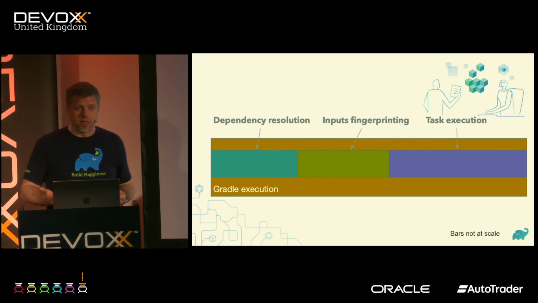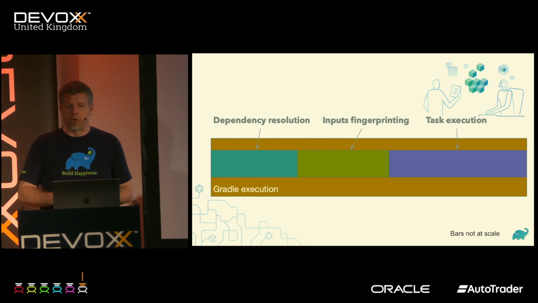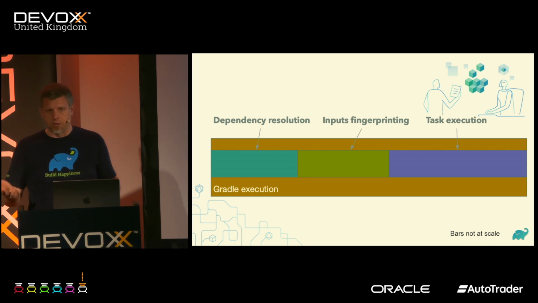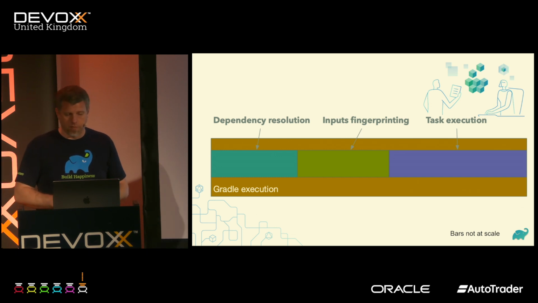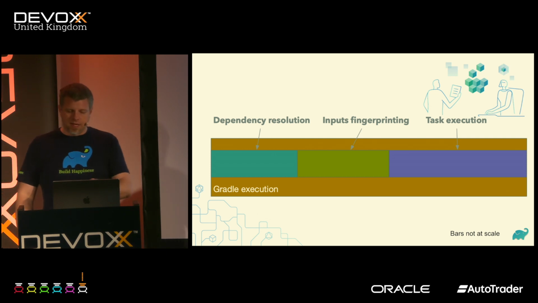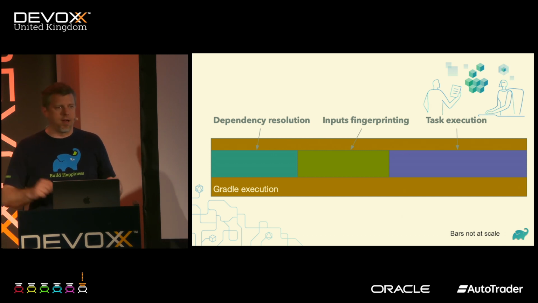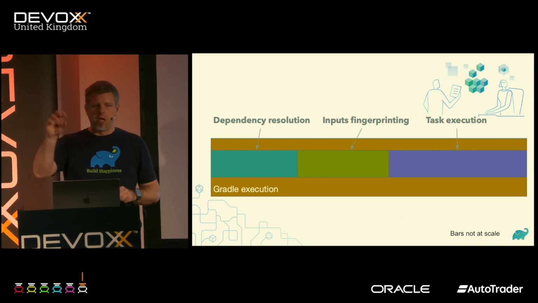We again do dependency resolution. It's pretty much the same process as for the plugins, except that we now talk about the dependencies of your production code and your test code, which are needed for both compiling and running those tests, and compiling the production code, obviously. Then inputs fingerprinting, task execution. Task execution is really what you want. Hey, run the compiler. Hey, run checkstyle. Hey, run Jacoco. Hey, create a report of something.